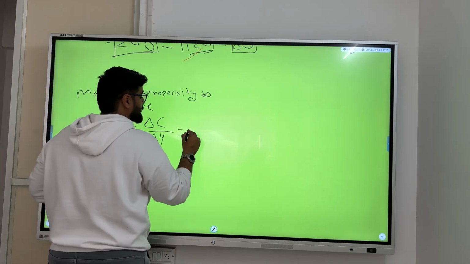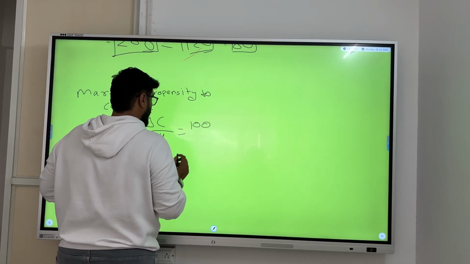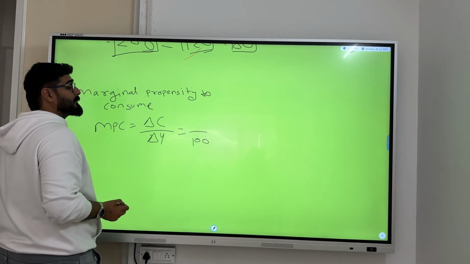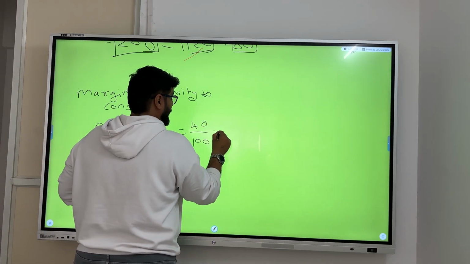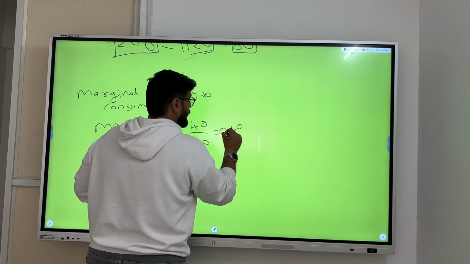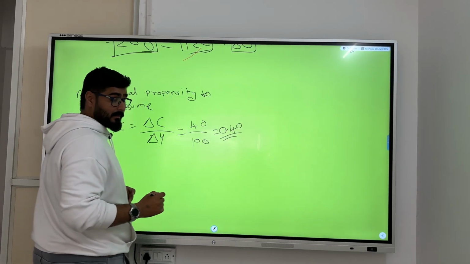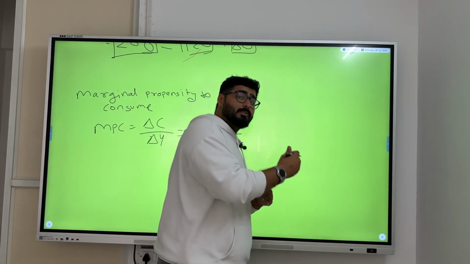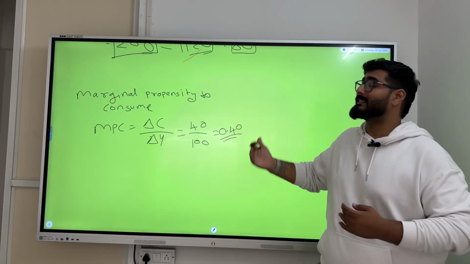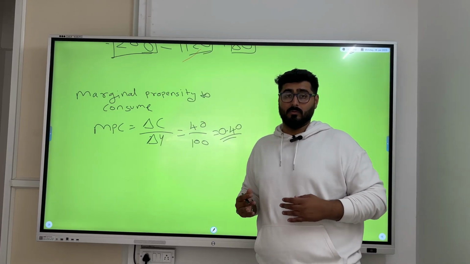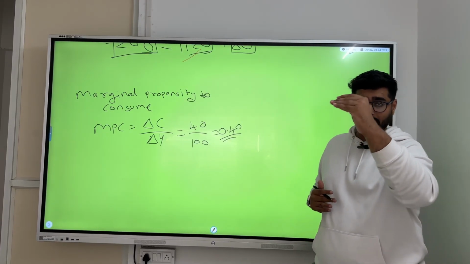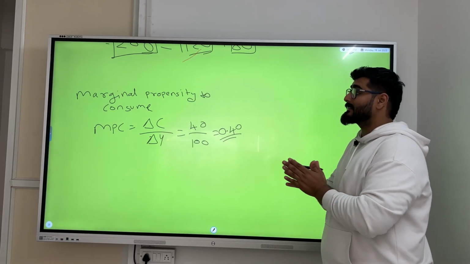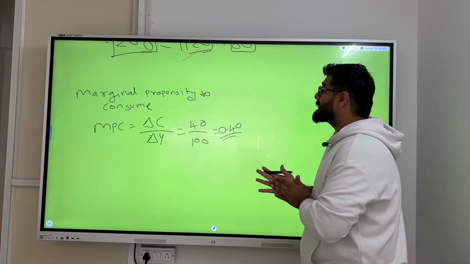How much did my income change? 100. And how much did my consumption change? 40. So how much do I tend to change my consumption because of a change in income? 0.4. हर बार 100 रुपए बढ़ने की वजह से मैं 40 रुपए एक्स्ट्रा कंज्यूम करना चाहता हूँ. 100 रुपए इनकम बढ़ी, because of change in income 100, my consumption changes 40. Okay, so that is called the marginal propensity to consume.